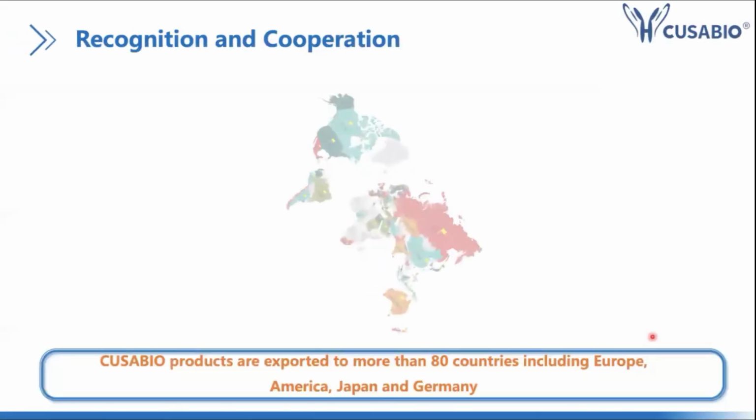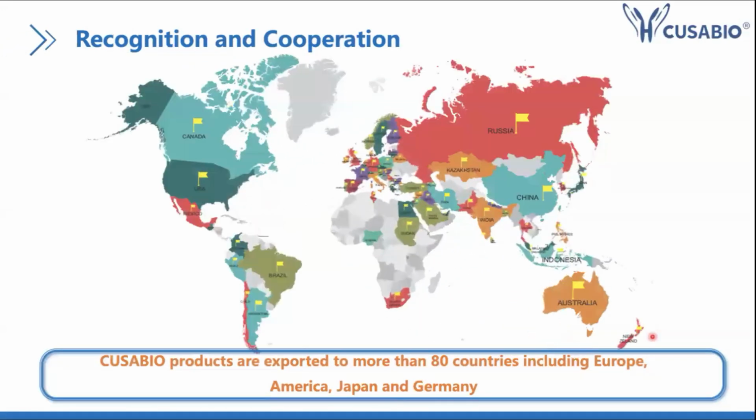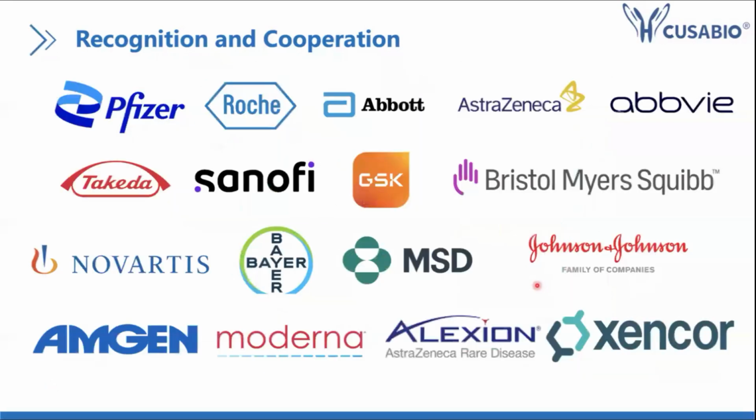Besides that, we also have very good recognition around the world. Our products have been exported to more than 80 countries, including Europe, America, Japan, and Germany. And the cooperation between us and big companies is pretty excellent. We have good cooperation with companies like Pfizer, Bayer, Moderna, Janssen, and Johnson & Johnson. All of these are very famous companies around the world.